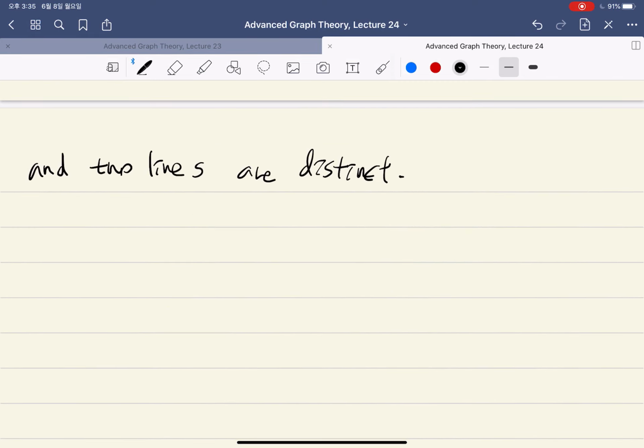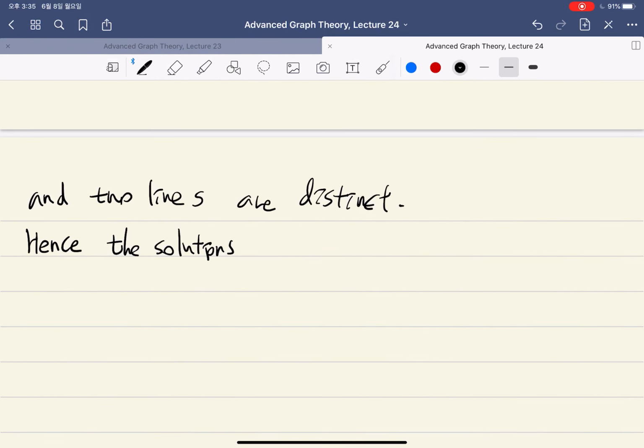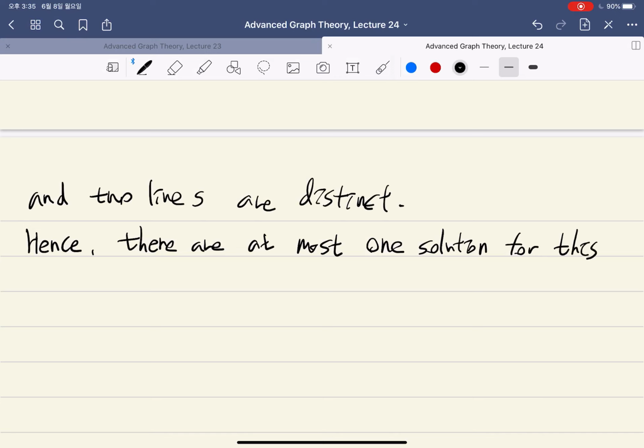So it's easy to actually check that. So the common solution for both defines a single point, at most one point. Okay. Let's write it this way. Hence, there is at most one solution for this system of equations.